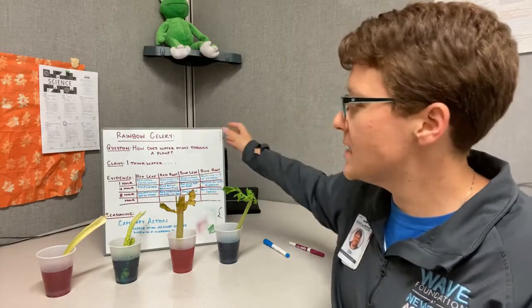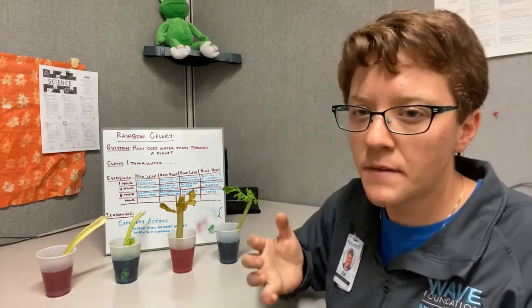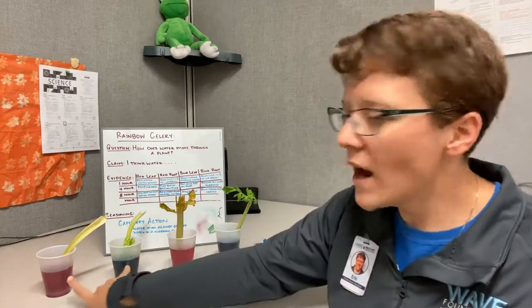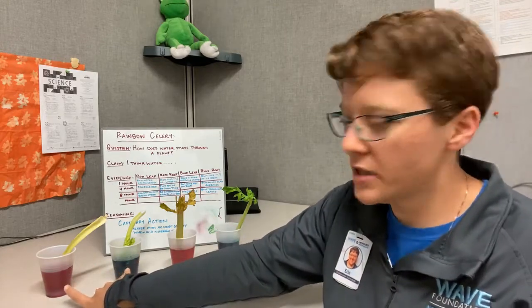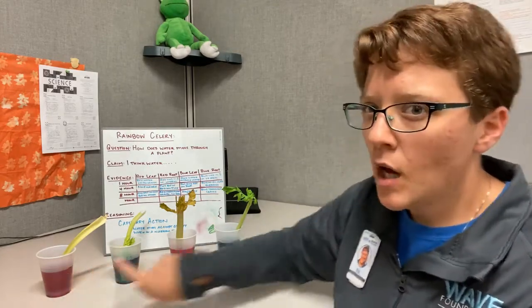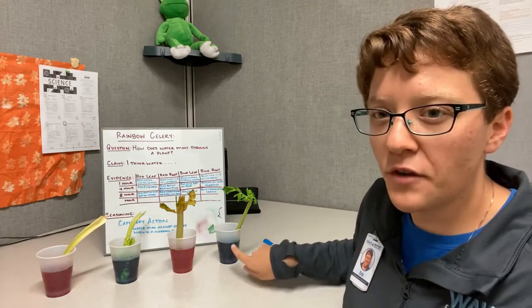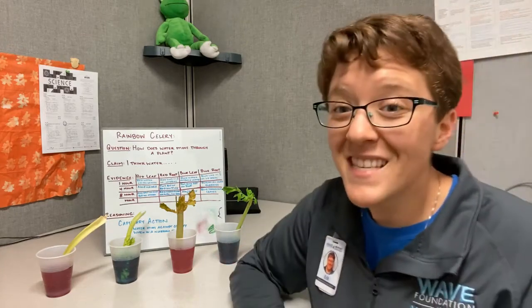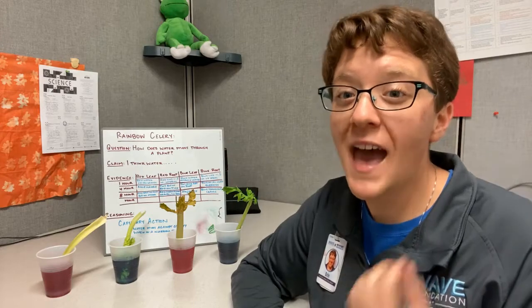Now we have one last step, and that is to understand our reasoning. Why do we think this happened? Why did water not travel up the celery from the leaves, but why did it travel up the celery from the roots? And this is actually because of capillary action.